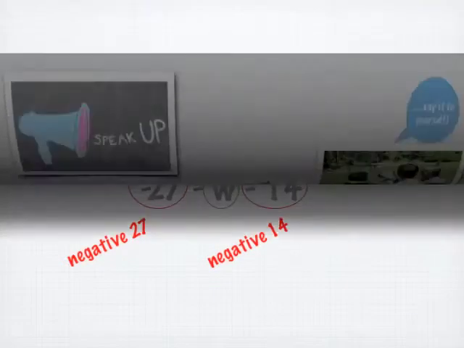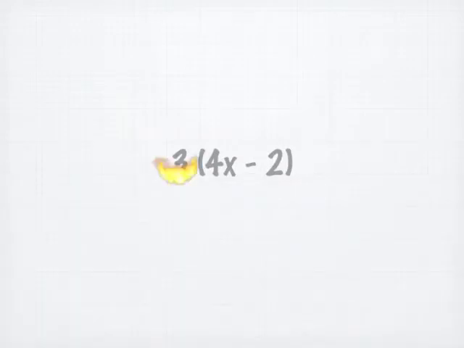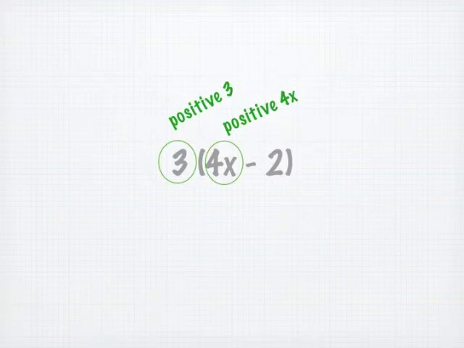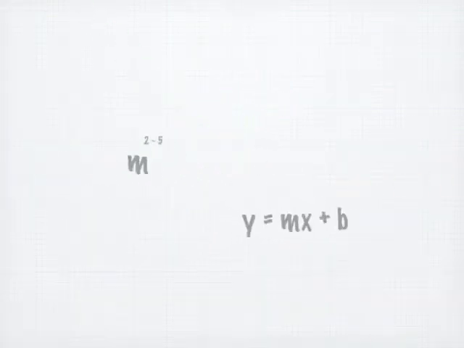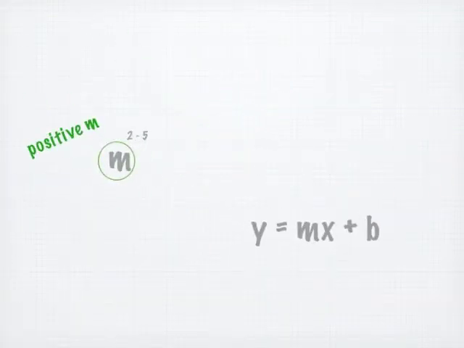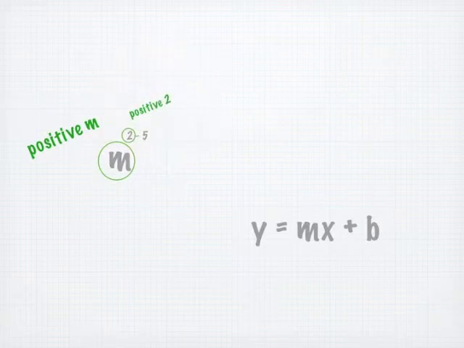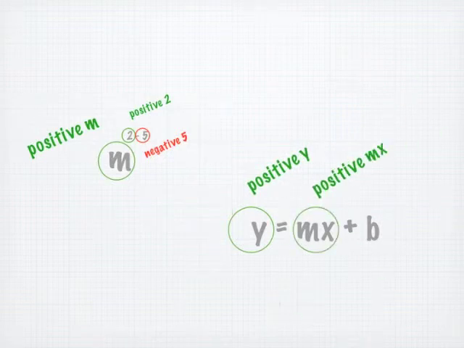Let's try this. Say it with me. Positive 3, positive 4x. Did you include the x? And negative 2. Okay, let's do one more. Positive m, positive 2, negative 5, positive y, positive mx, and positive b.